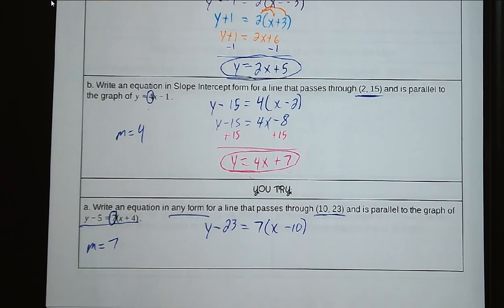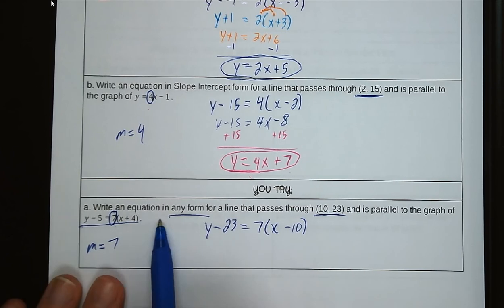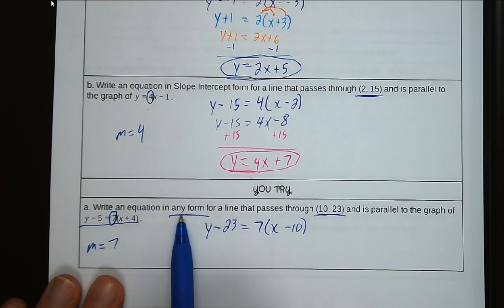In these kinds of questions, especially on your test when you take it, you want to be very careful that you are reading what the directions in the problem are telling you. In this case, it was write an equation in any form, so point-slope form would be acceptable.